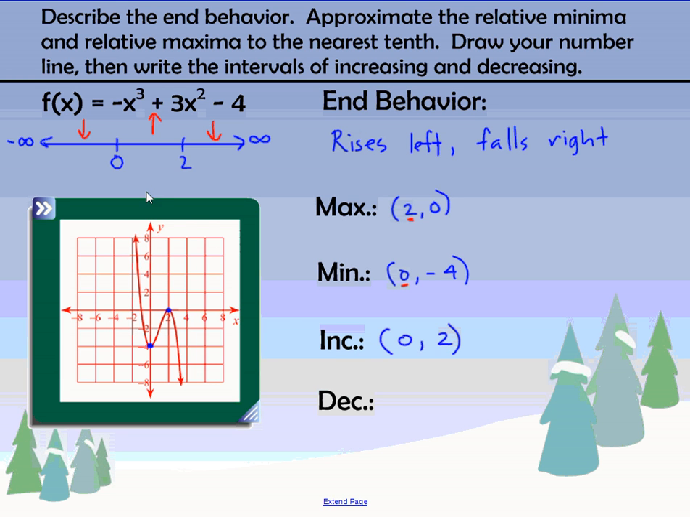So now for my intervals of decreasing, it's everywhere where there's a down arrow. So the first one is from negative infinity to 0. So I'm going to put that one in. Negative infinity to 0. And then my next one is from 2 to positive infinity.